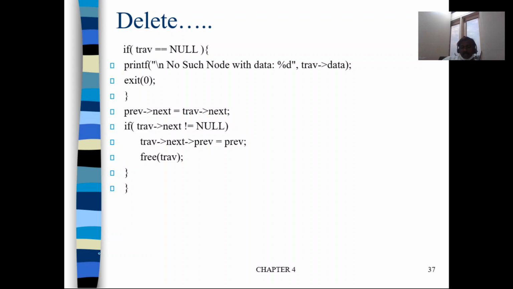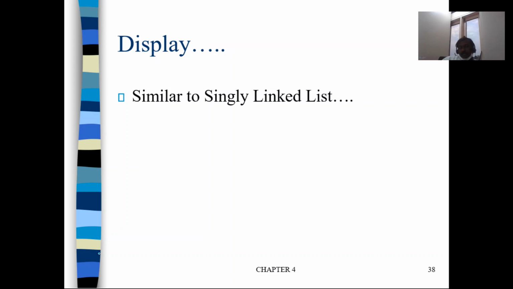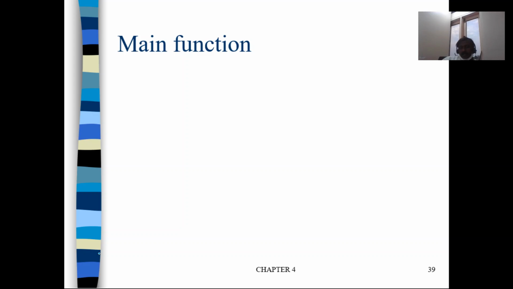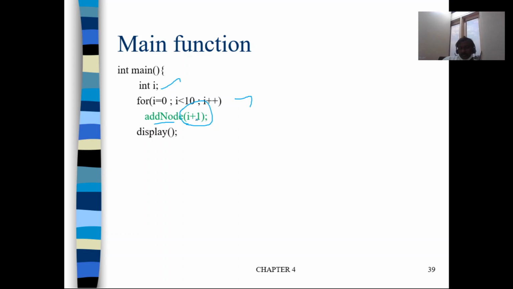Then displaying is very similar to that of a singly linked list. The same logic you can use. And you can write a main function something like this. Create a variable i, run the loop 10 times and call the function add node with i plus 1, which will create 10 nodes. The first node's data will be 1, second 2, third 3, and so on up to the 10th node's data, 10. Then display, which will display all 10 nodes, 1, 2, 3 up to 10, and it will say that after 10 it is null, as per our previous display logic.